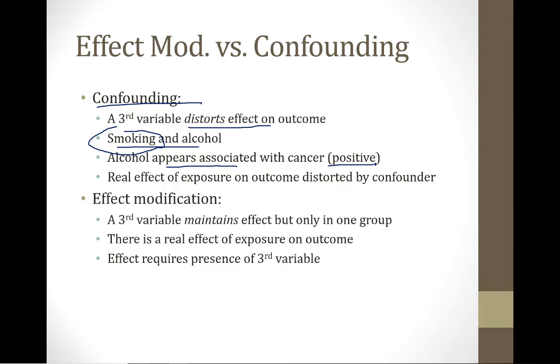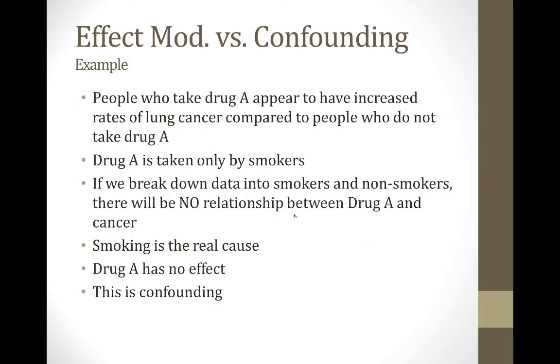There's also something called a negative confounder. A negative confounder makes it appear as if there is no association when one actually exists. But the bottom line is that confounders cause the real effect of exposure on outcome to become distorted. In contrast, in effect modification, there's a third variable that maintains the effect, but only in one group. In this situation, there is a real effect of exposure on outcome, but that real effect requires the presence of a third variable. Let's go over this with a couple of examples.